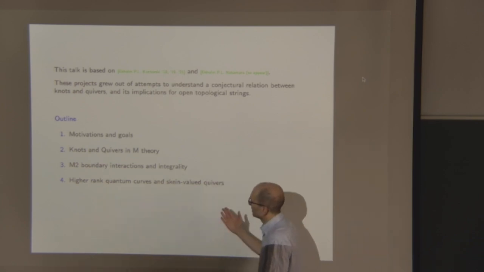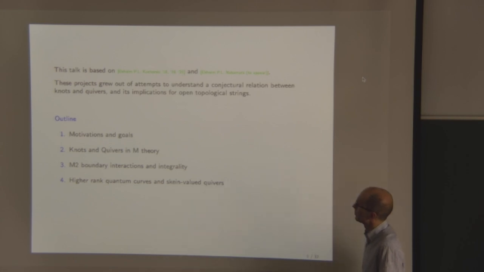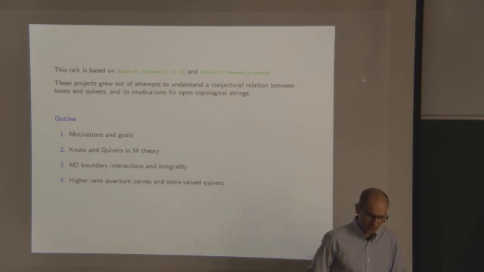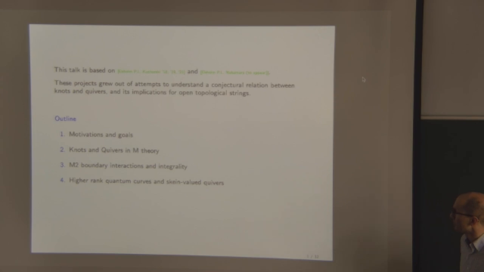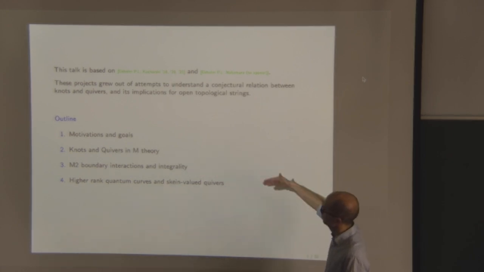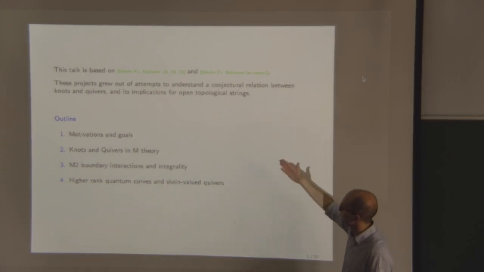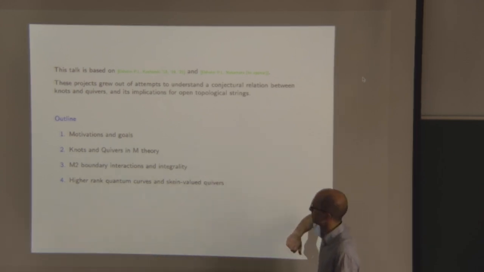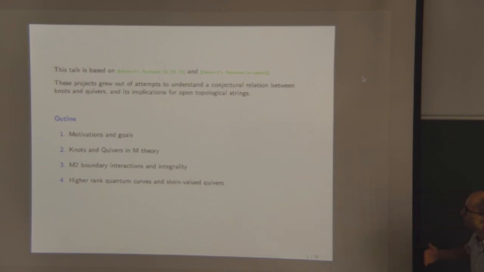And then in the last part of the talk, I will give you an overview of the upcoming work, where we place this into a broader context, and we lift what we have known for some time now about knots and quivers in this M-theory context, and we lift it to higher rank quantum curves and the notion of skein-valued quivers.